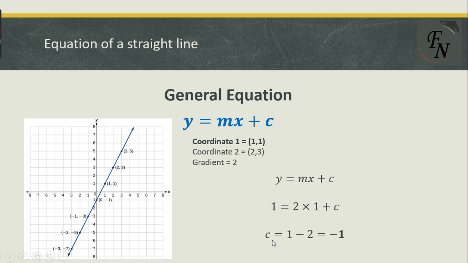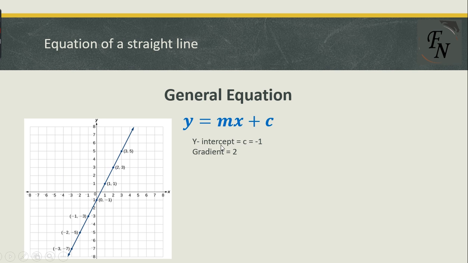Now I have the value of c, that is -1, and the gradient, which is 2. I can plug both values into the general equation y equals mx plus c, with m as 2 and c as -1. So I got the equation y equals 2x minus 1.